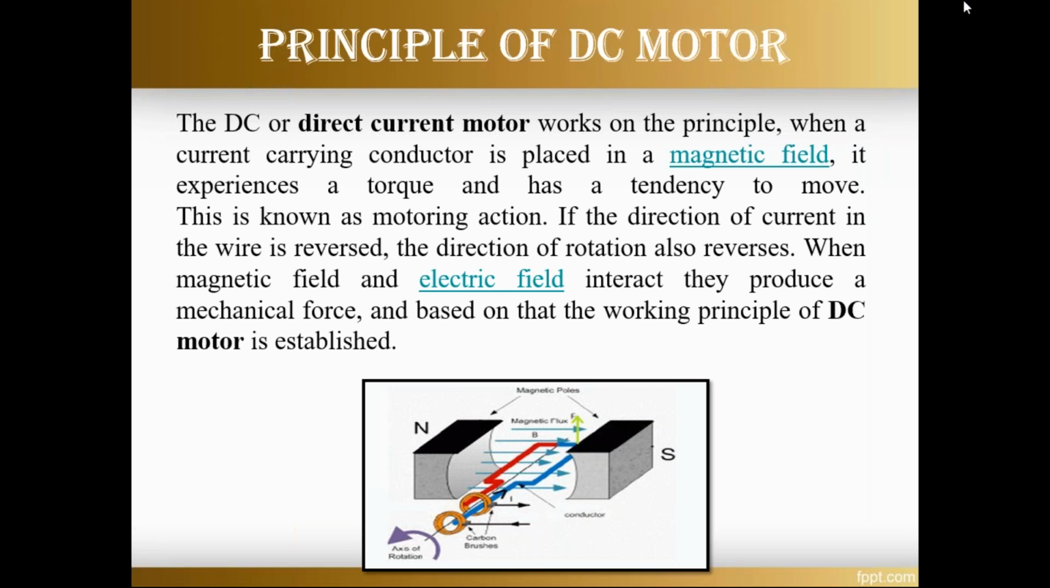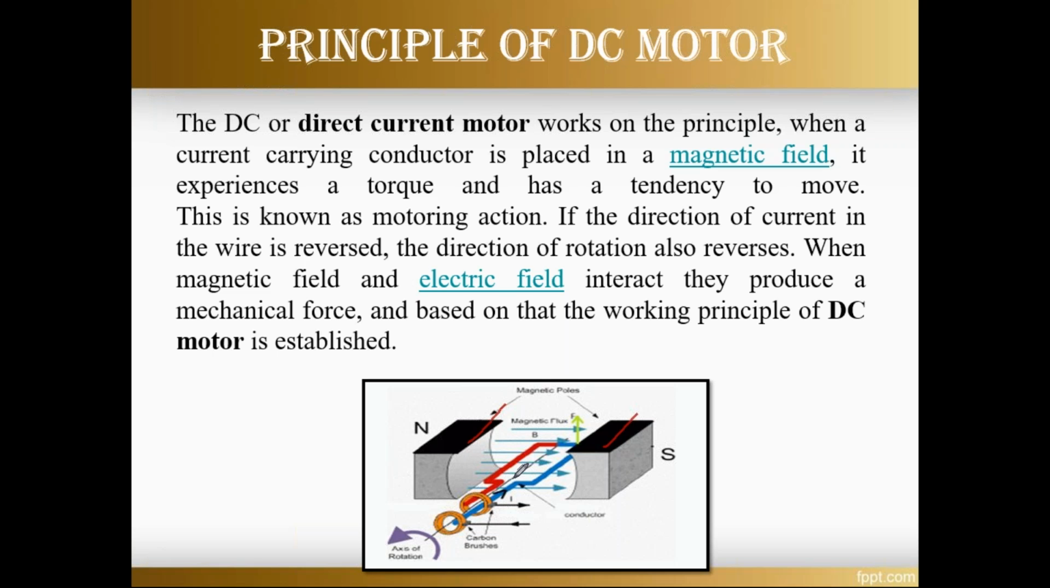How it looks is like this: there are two poles, north pole and south pole, and these are electromagnets. Between the two magnets, north pole and south pole, a field is present. Whenever a current carrying conductor like the armature is placed between them, it experiences some force or torque. This is called motoring action, when the field is converted to mechanical energy.